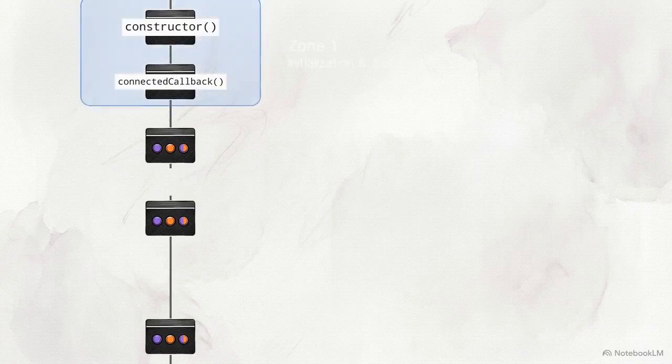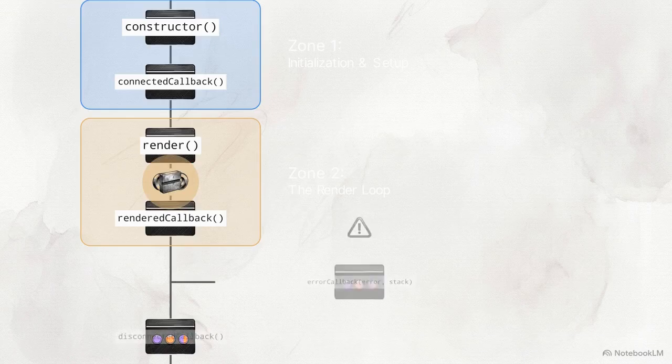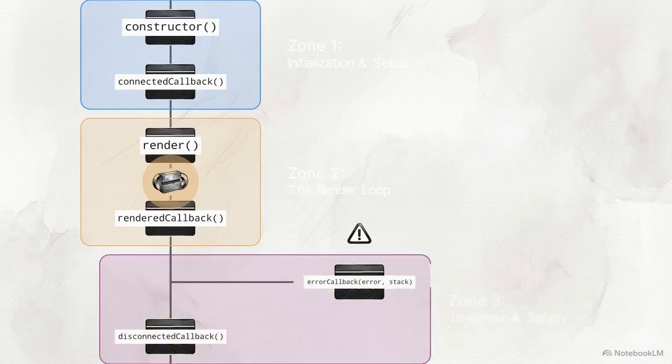Looking at this complete flowchart, the lifecycle architecture reveals itself as a highly structured state machine. We categorize the top section as Zone 1, initialization and setup. This covers both the local memory constructor and the DOM integration hook. The middle section forms Zone 2, the render loop. This is the cyclical, visually driven core of the component, protected by Boolean guards. The bottom and lateral sections make up Zone 3, teardown and safety, covering physical disconnection and error boundaries.